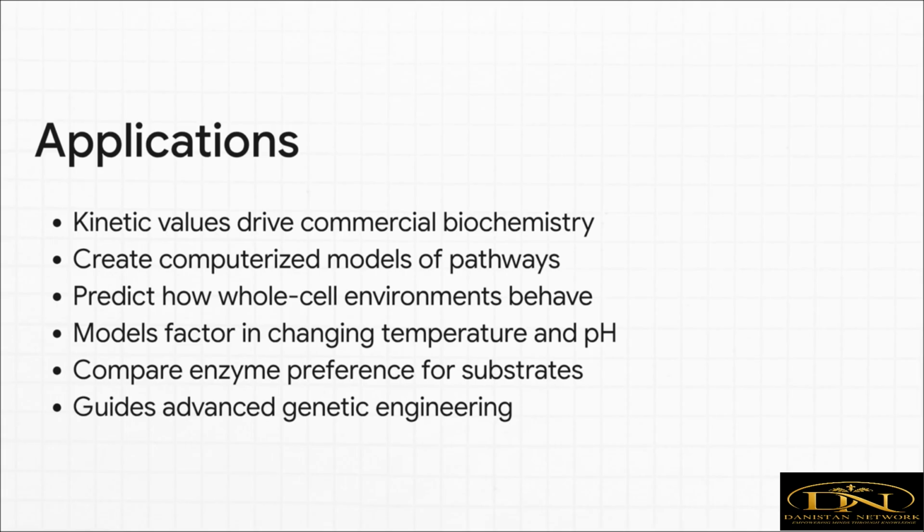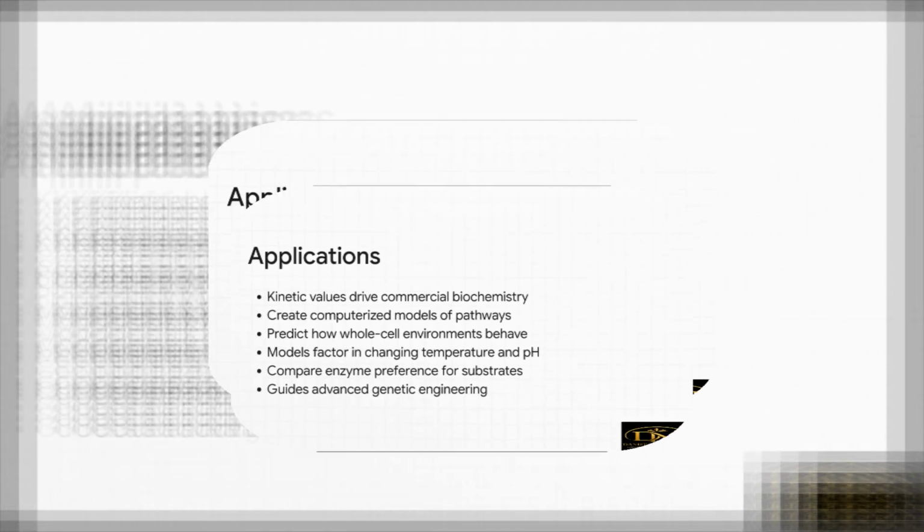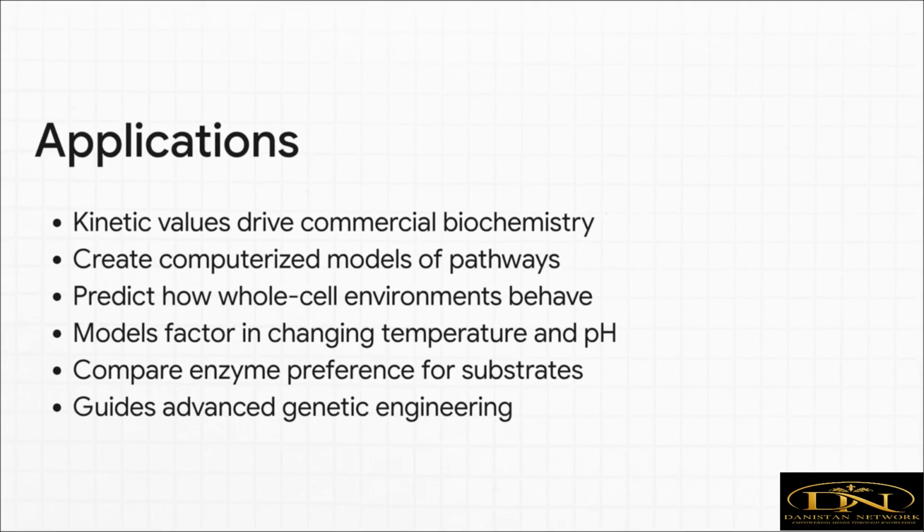Scientists use these practical kinetic values to create incredibly detailed computerized models of biochemical pathways. This helps us predict how entire whole cell environments will behave in the real world. These models can factor in changing conditions like temperature and pH. It allows us to quantitatively compare an enzyme's preference for different substrates, and most importantly, it directly guides genetic engineering so we can design highly efficient, entirely new future catalysts.